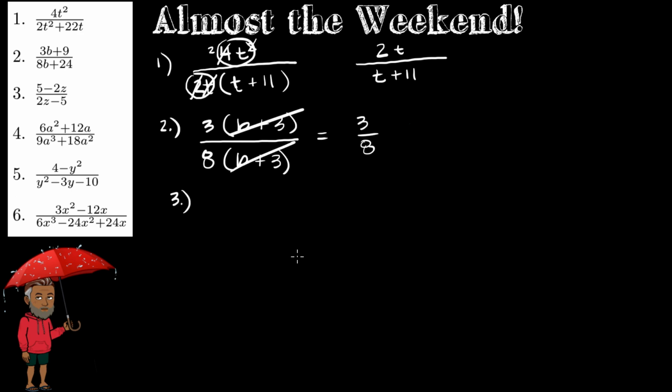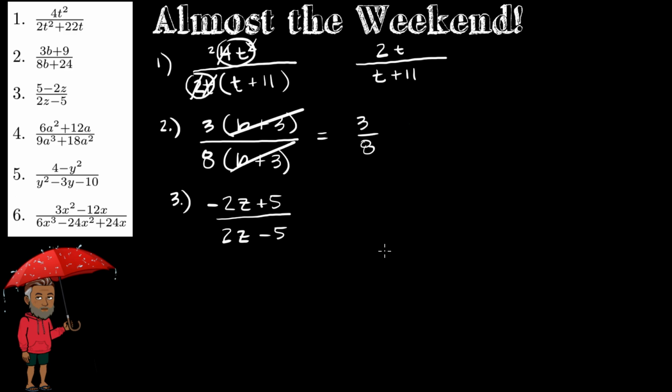Moving on to question number 3. Now number 3 is a little tricky. Anytime you're dealing with these types of problems, you're going to want to put it in order. What I mean by that is you want to start with variables with the largest exponent. So on this one, the negative 2z should go in the front. So I'm going to rewrite it as negative 2z plus 5 over, and the bottom looks like it's written okay, so I'm going to just write 2z minus 5.